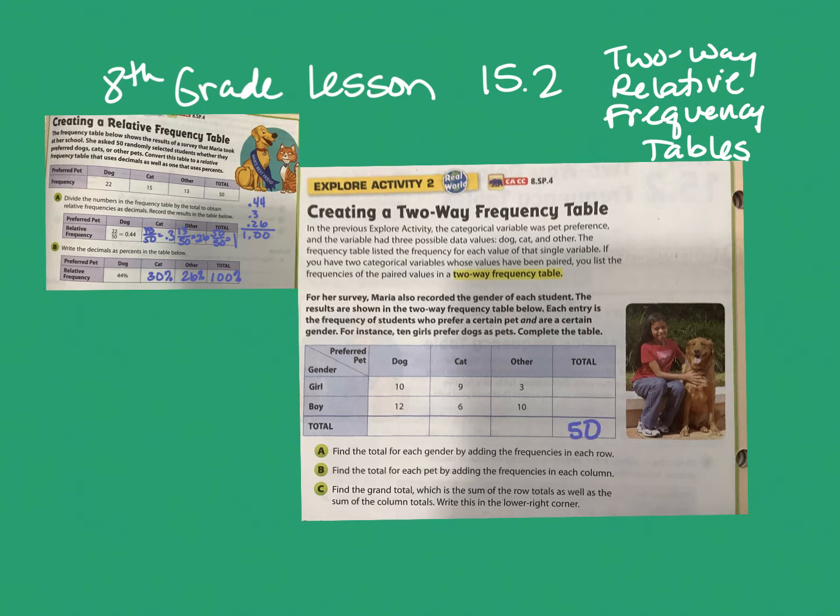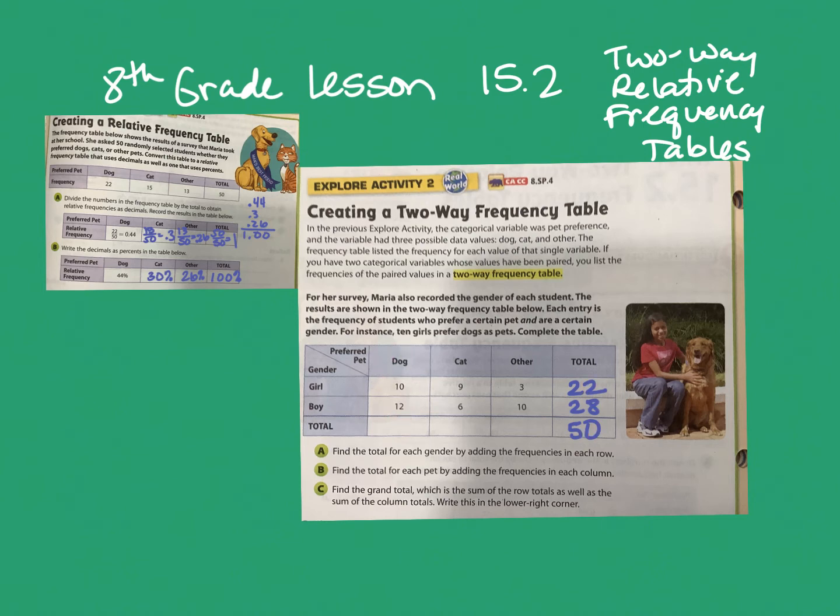Of those 50, let's go across the girls row. That's 10 plus 9 is 19, 20, 21, 22 were girls. And add these up. This is going to be 16 plus 12, 28 were boys. And of course, these two together should equal 50. If they don't, then I may have miscalculated somewhere else, but those do equal 50.